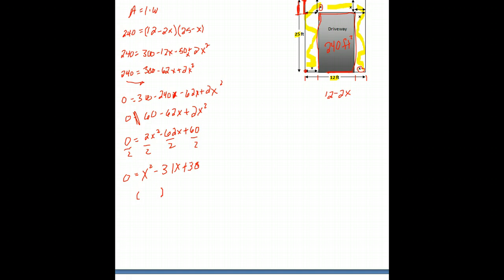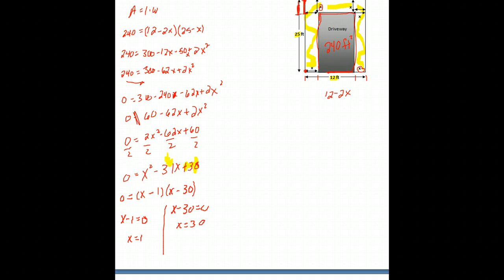And we need two factors of 30 that would add to give us negative 31. So two factors of our last number are going to add to give us our middle number here. Two factors of 30 are 1 and 30. And to get them to add to negative 31, I'll make both negative. Now I'll put a line down. So x minus 1 equals 0, x equals 1. x minus 30 equals 0, x equals 30.